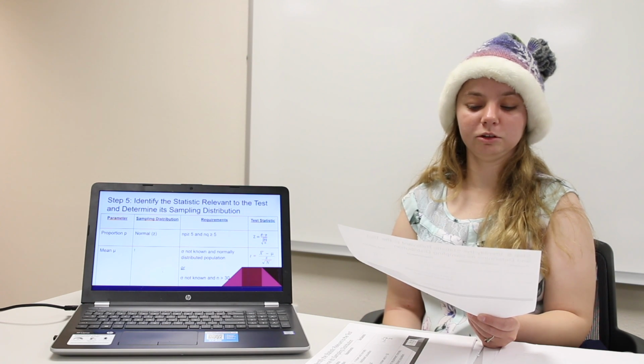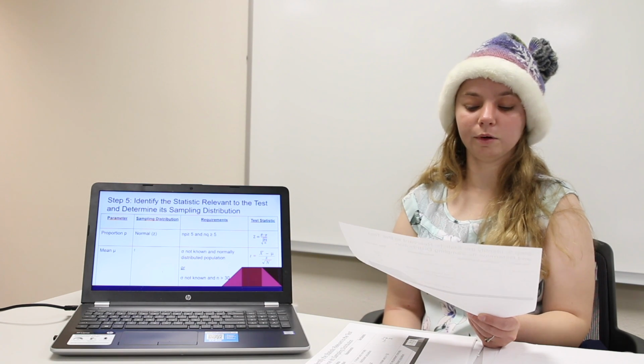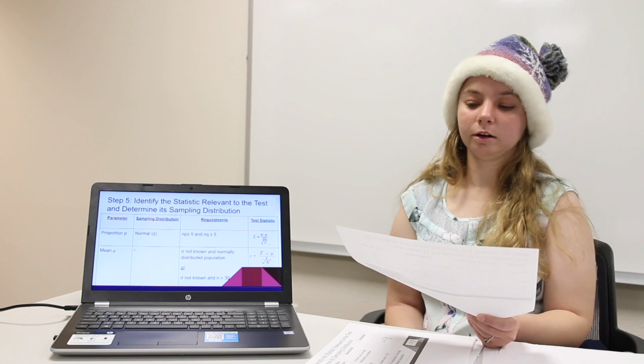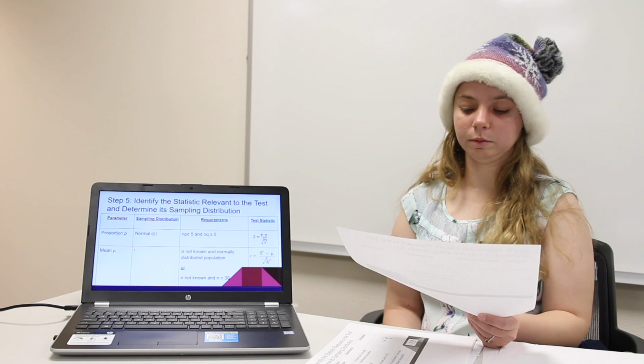Another parameter would be mean, mu, with a sampling distribution of t, and requirements of sigma not known and normally distributed population, or sigma not known and n greater than 30. And the test statistic would be t equals x bar minus mu divided by s divided by the square root of n.